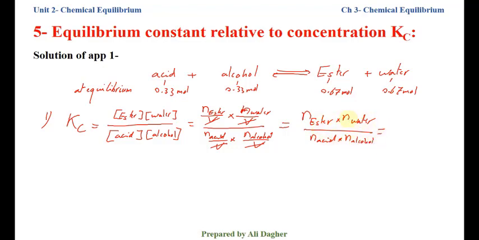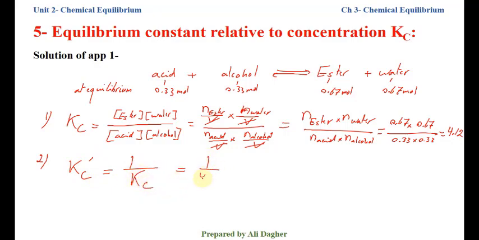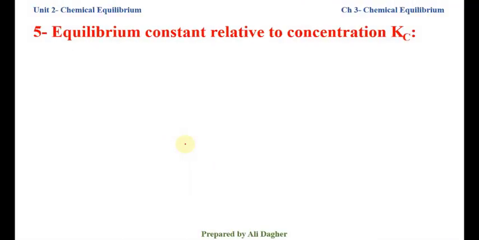Now we replace each term by its value. Ester 0.67 times water 0.67 over acid 0.33, alcohol 0.33 equals 4.12. This is Kc. Now the constant of the reverse reaction, K prime C, equals 1 over Kc, equals 1 over 4.12, equals 0.24. This is the solution of application 1.